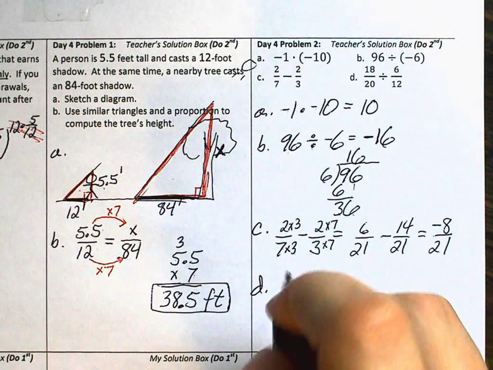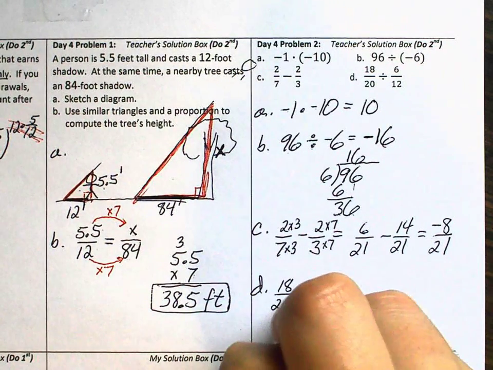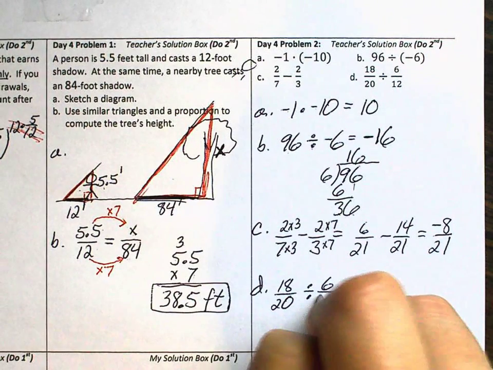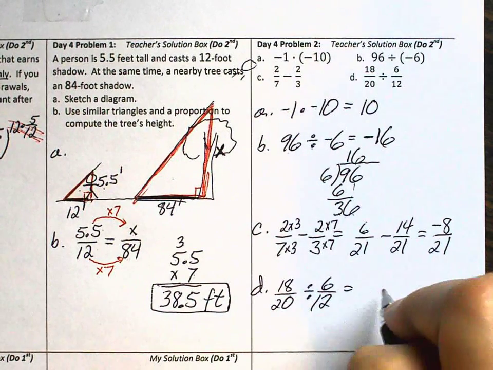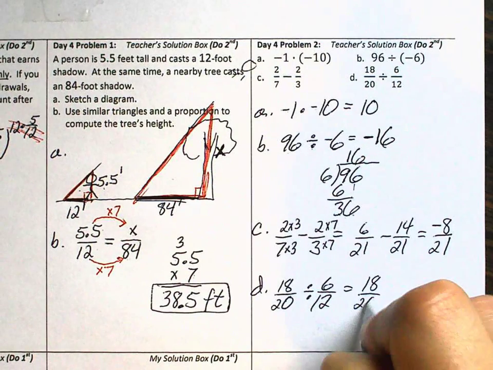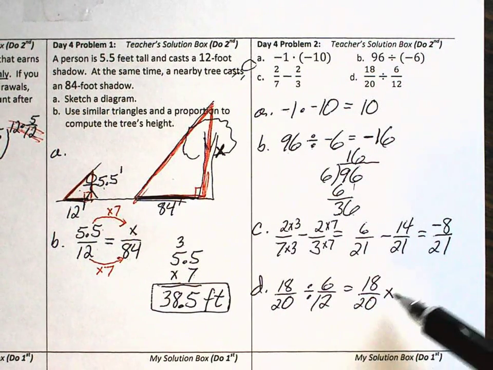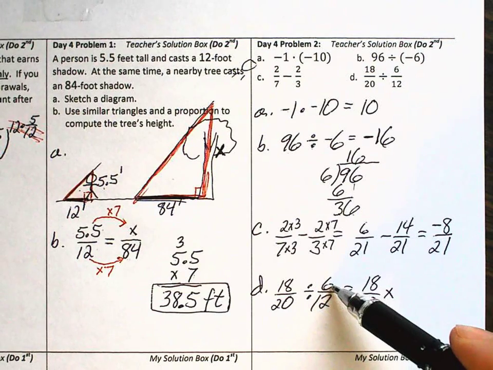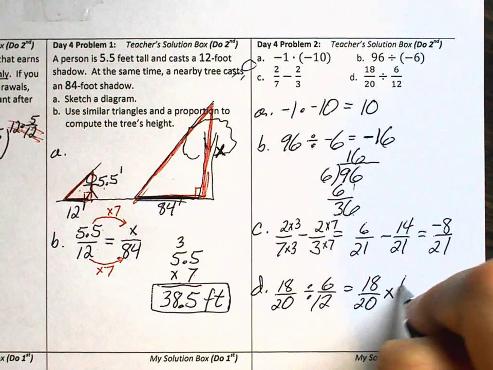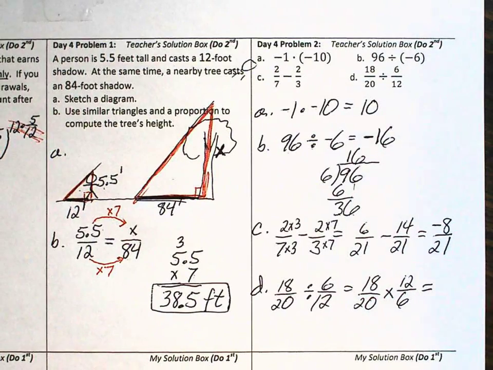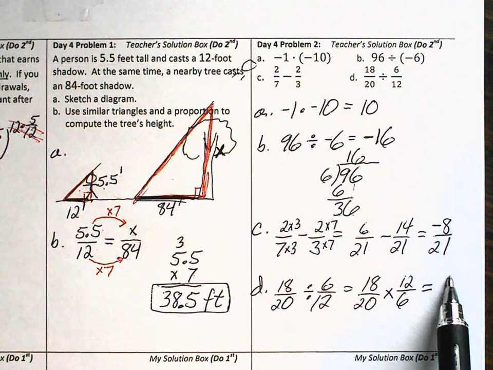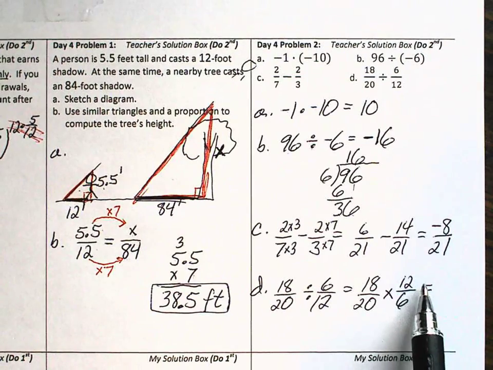Now question D. 18 over 20 divided by 6 over 12. One way to divide fractions is to change it to multiplication by multiplying by the reciprocal of that. So the reciprocal of 6 over 12 is 12 over 6. Now we have a multiplication of fractions problem. If we multiply this right now, 18 times 12, we get a pretty large number in the numerator. It's not even one that I've memorized from my times table. I don't know what 18 times 12 is.